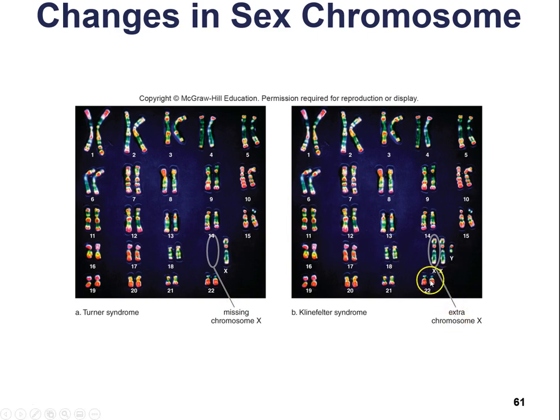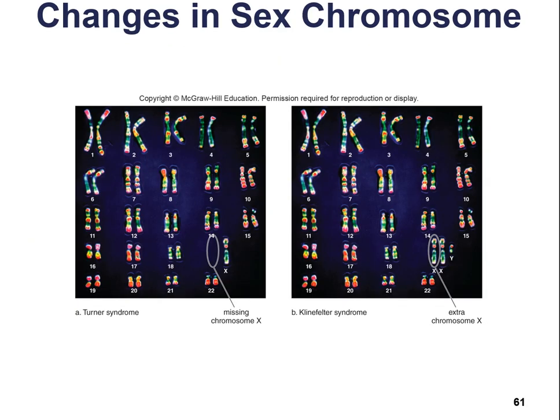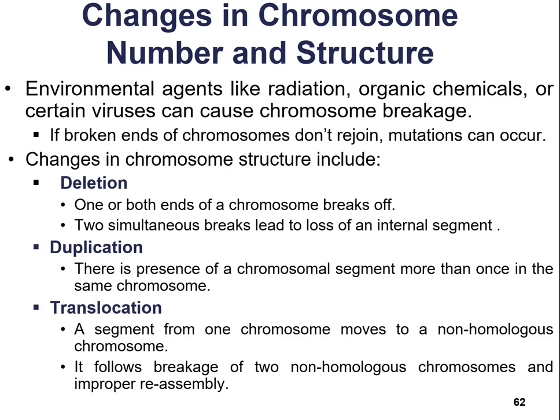Remember, you have 22 pairs of autosomes and then one pair of sex chromosomes. So again, male, an X and a Y. In this case, you have an extra chromosome X, which is characteristic of Klinefelter syndrome. In females, normally you have two X chromosomes. In Turner syndrome, you're a female, but you're missing one of those X chromosomes. Now, that was basically talking about changes in chromosome number.